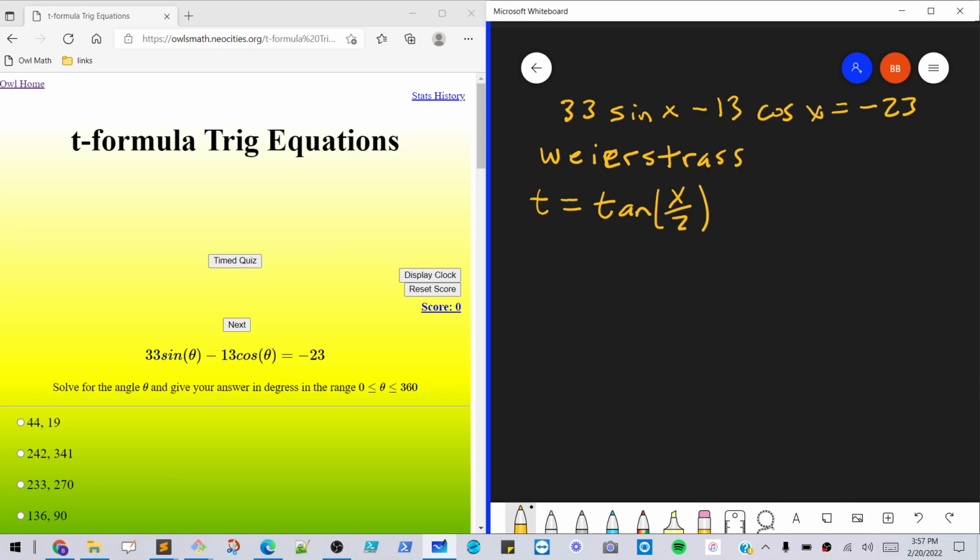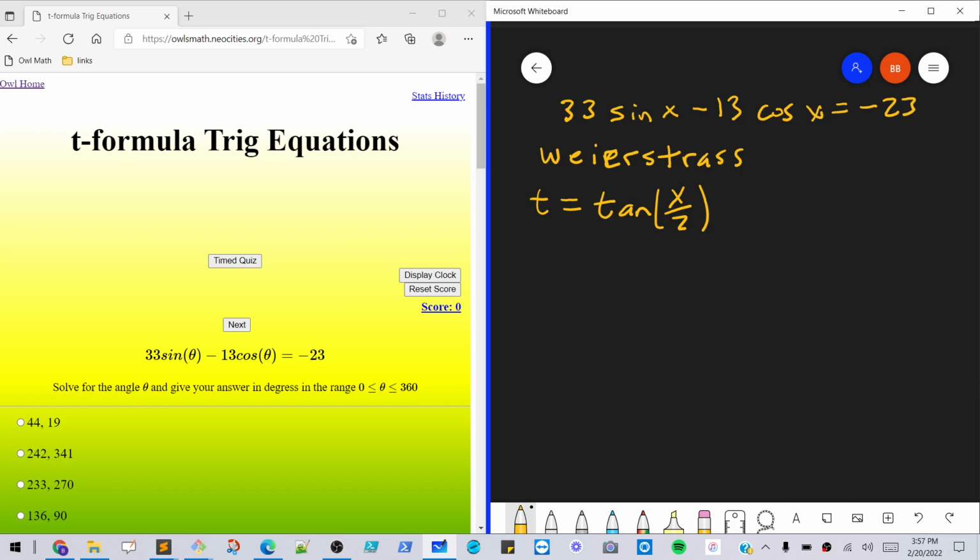And the tricky thing is that you would never think to do that. You don't even have tan in the equation, right? You only have sine and cosine. You don't have half angles. You have the full angle. So it's not very intuitive to do that.